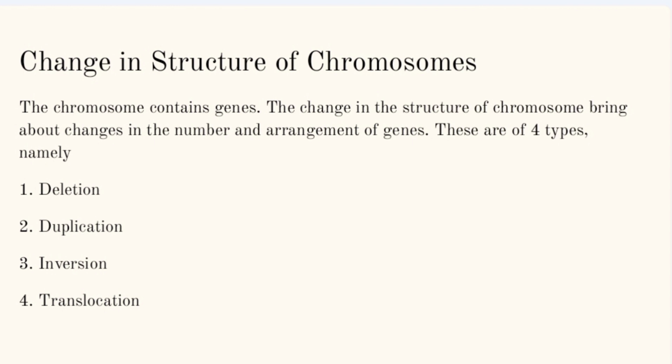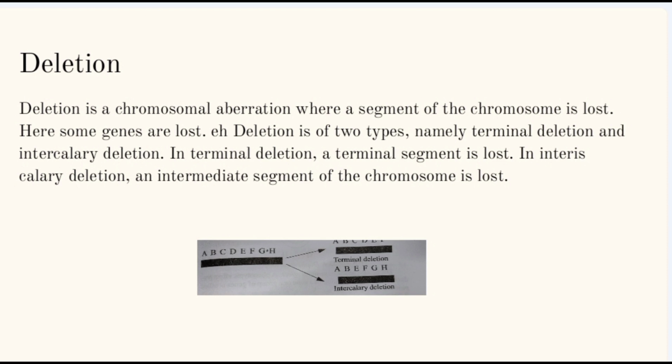Change in structure of chromosomes. The chromosome contains DNA. The change in the structure of chromosome brings about change in the number and arrangement of genes. There are four types, namely, first, deletion, second, duplication, third, inversion, fourth, translocation. Deletion. Deletion is a chromosomal aberration where a segment of the chromosome is lost. Here some genes are lost.